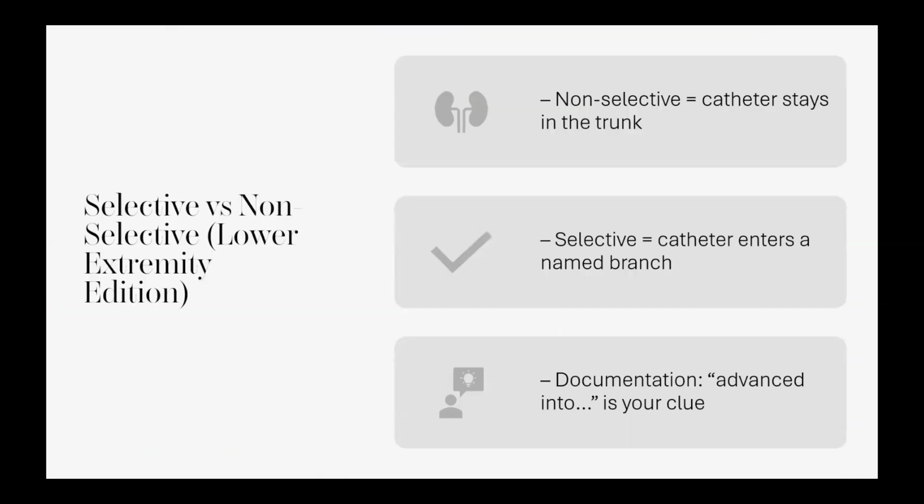In the lower extremities, the selective concept works exactly like we learned before. If they drop the catheter in the abdominal aorta and then shoot pictures without going into a specific named branch, that's non-selective aortic placement. Then, second, they say something like catheter was advanced into the right common iliac or into the right superficial femoral artery. You now are dealing with a selective placement. Look for verbs in the body of the report: advanced into, selectively engaged, catheterization. This is where you make the call.